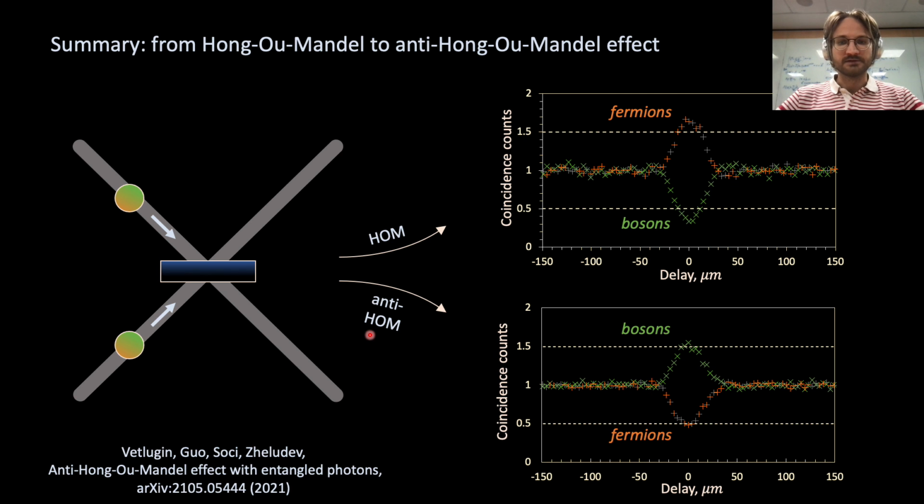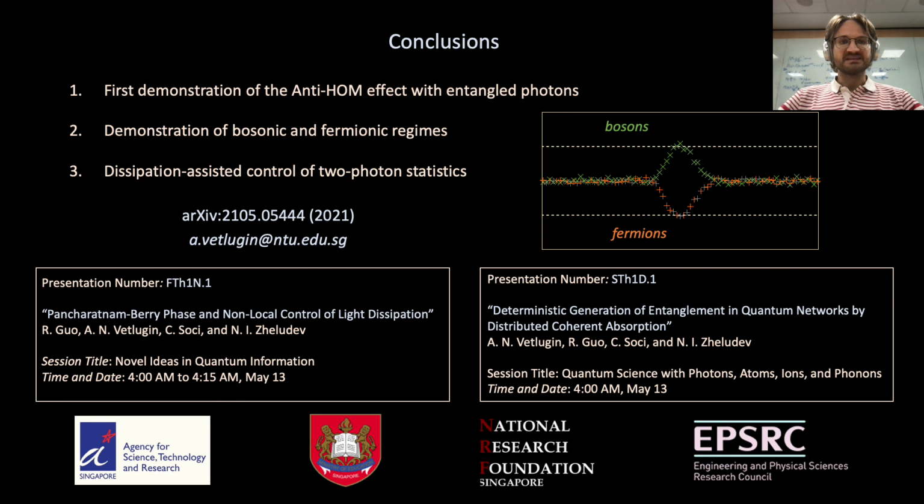So let me summarize the results of our experiment, and you can find it in this preprint. We interfered entangled photons on the lossless or lossy beam splitter, and for the lossless beam splitter, we demonstrated bosonic and fermionic Hong-Ou-Mandel effect, while for the lossy beam splitter, we were able to completely change the output statistics for bosonic and fermionic states. Here I conclude. We demonstrated the anti-Hong-Ou-Mandel effect with entangled photons for the first time. We demonstrated it for bosonic and fermionic states, and in general, it may be considered as a control of the photon statistics assisted by dissipation.